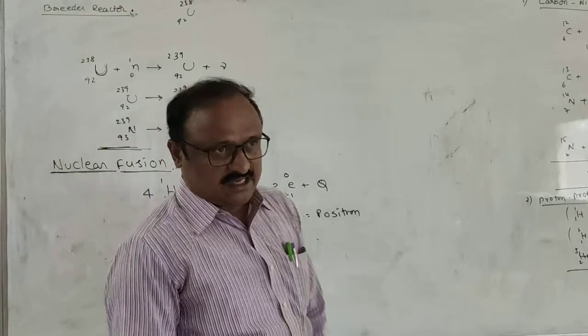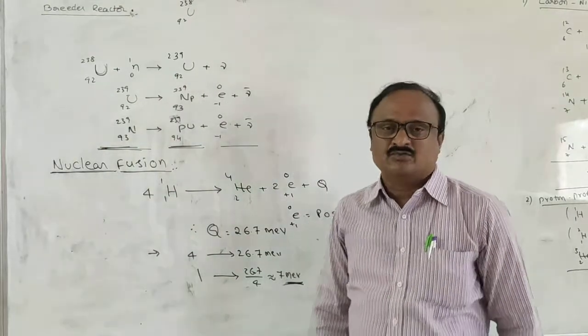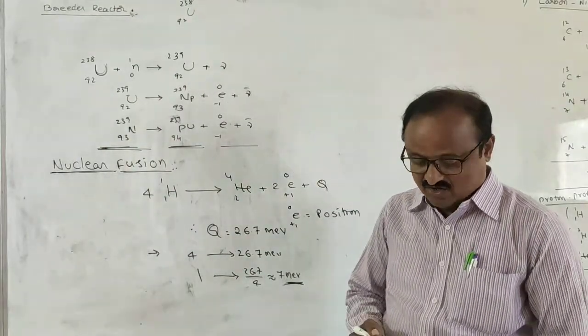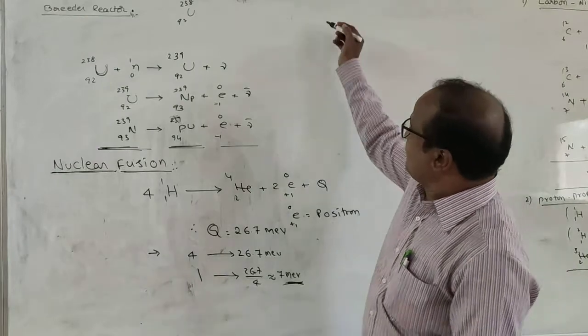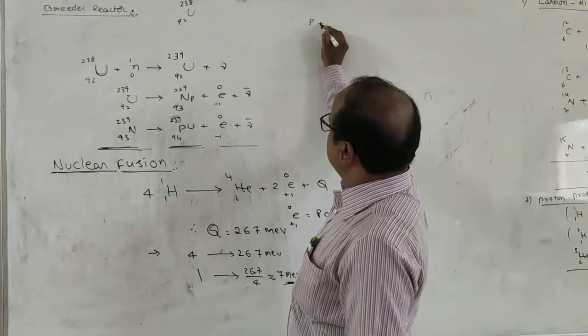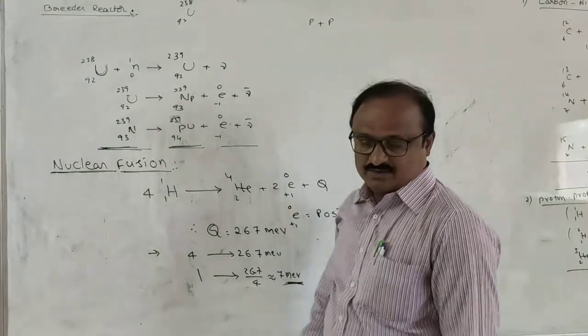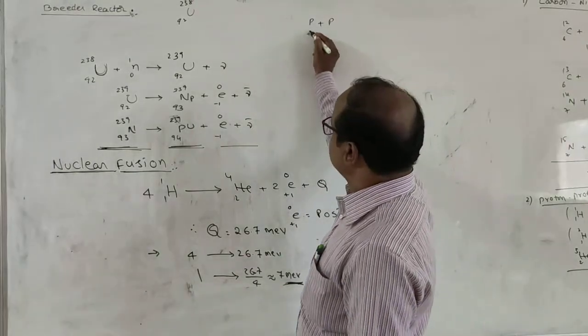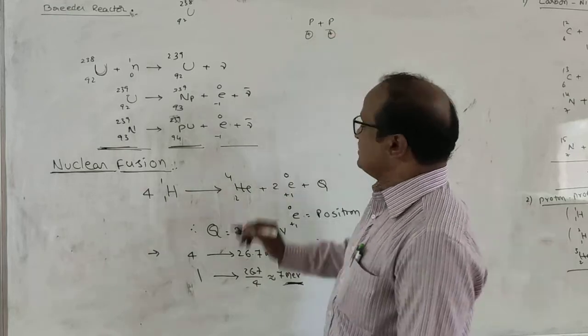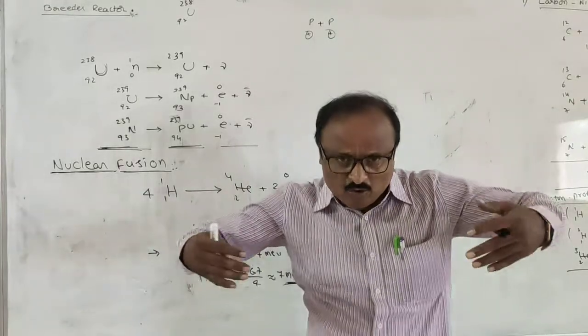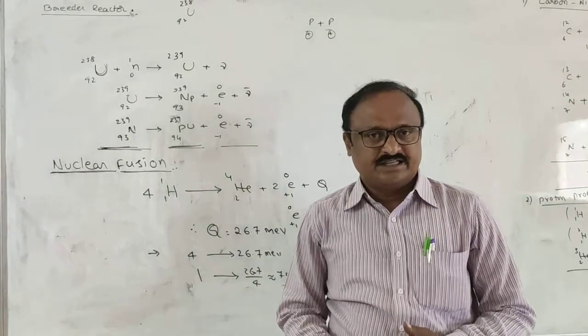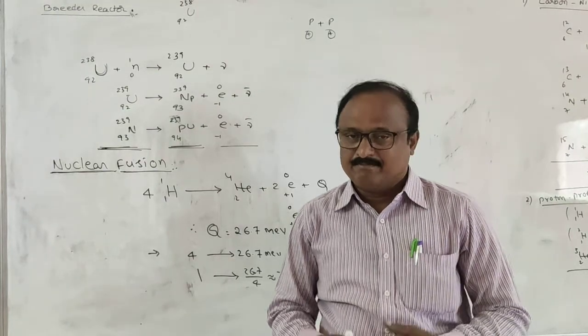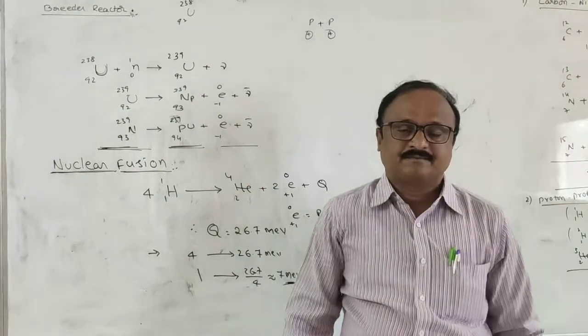Sir, how are these 4 protons combined to form a helium nucleus? See, for example, 1 proton plus 1 proton. And what is the charge on a proton? Positive charge. The second one also has a positive charge. How are these protons combined? Is it possible? But in general, that is not possible.